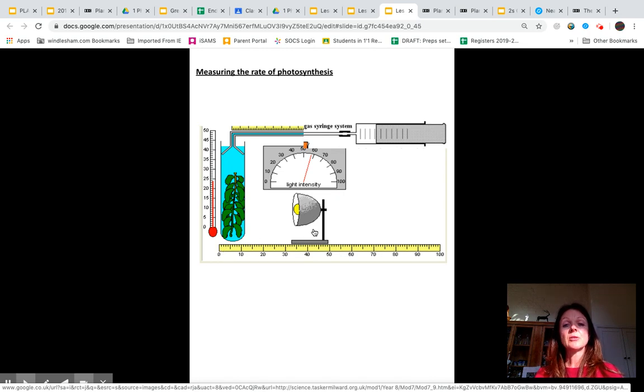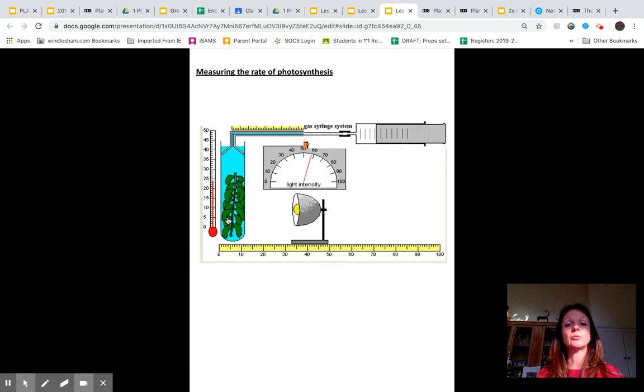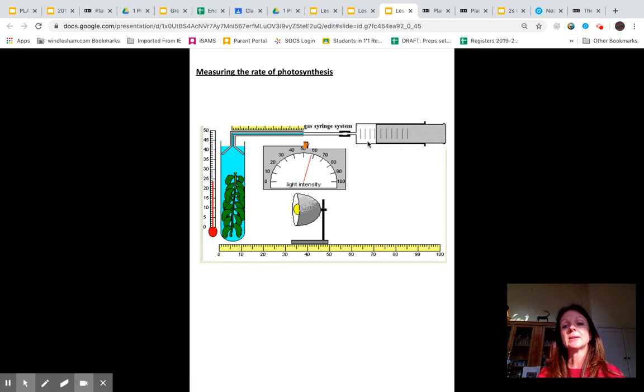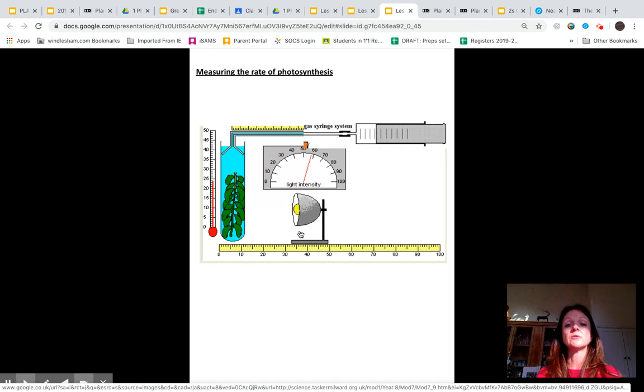You can see here the light is again at a specific distance. This one looks like it's, difficult to tell there, but about 40 centimetres away from the pondweed. And it will produce the oxygen here, which will travel up through this delivery tube here and be collected in a gas syringe. So as more gas is collected, this plunger part here will move backwards, and you'll be able to measure the volume of gas collected in a certain period of time, depending on how close you've got the light.